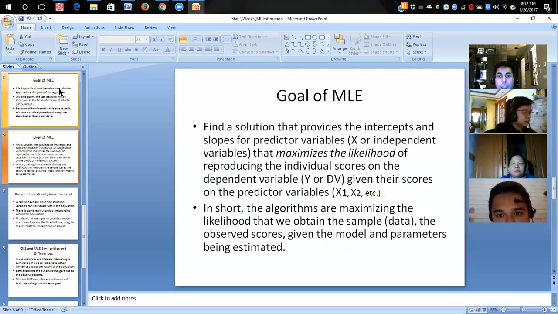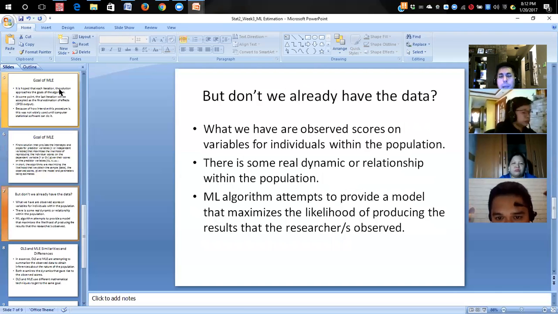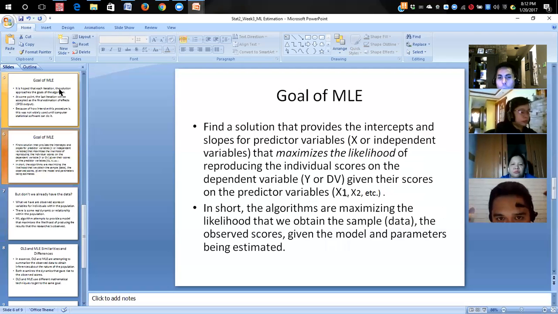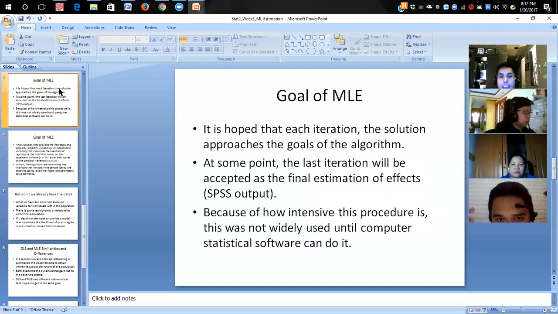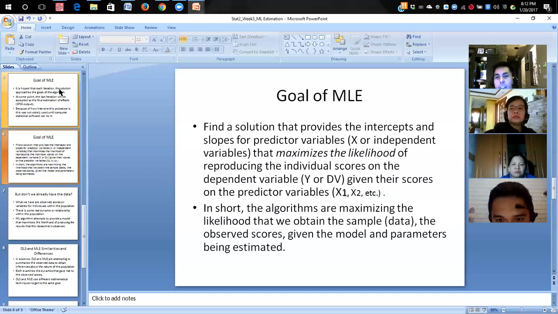So right here, it's probably quite counterintuitive, so let's fast forward right away. The goal of the maximum likelihood estimation is to find a solution that provides the intercepts and the slopes. So remember that the intercepts and the slopes are your mathematical formula here. For the predictor variable, which is your x, the predictor variable is always the independent variable, that maximizes the likelihood of reproducing the individual scores on the dependent variable, which is your y or DV, given their score on the predictor variable. So this is now when you do a multivariate analysis, when you have more than one independent variable represented by x1, x2, etc.